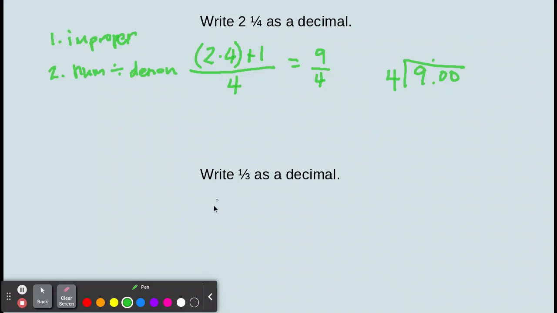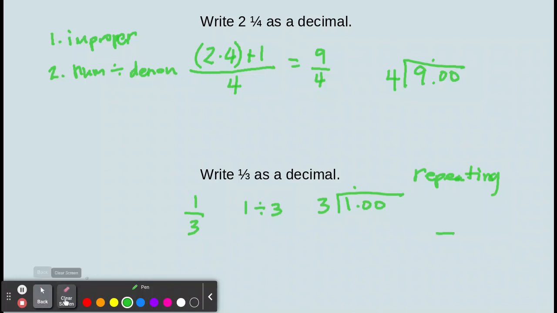All right, on this one, we're going to write 1/3 as a decimal. So remember, 1/3 is the same thing as saying 1 divided by 3. Now I'll tell you on this one, this is actually a repeating decimal. So your answer should have a dash or a line over part of the decimal.